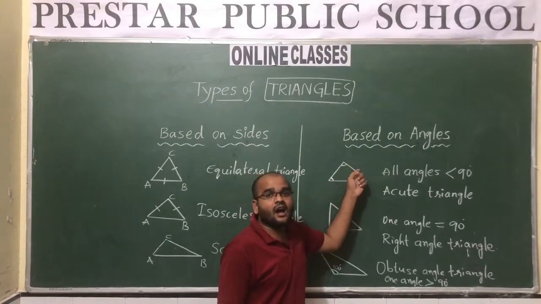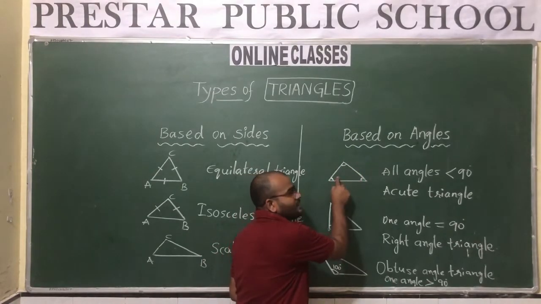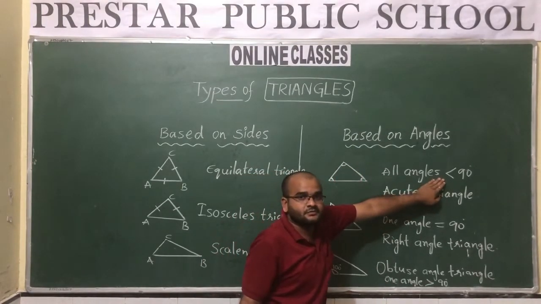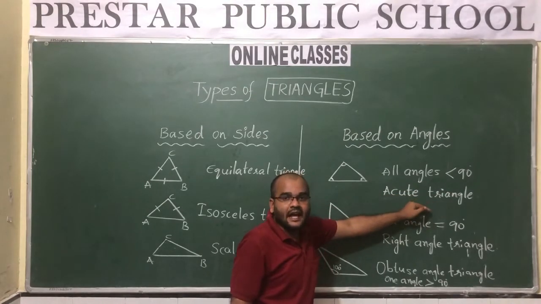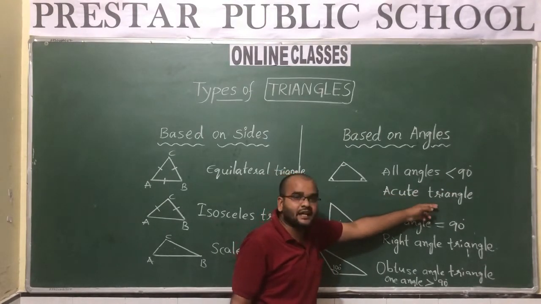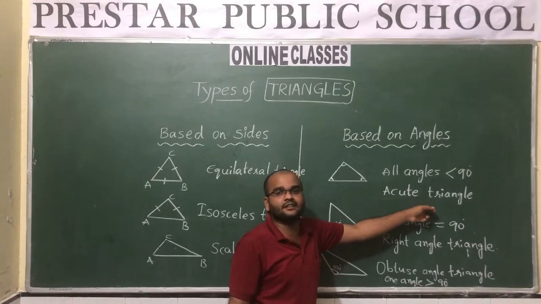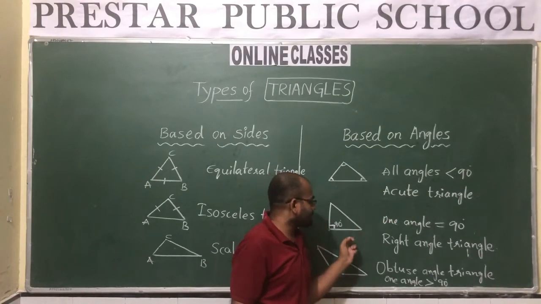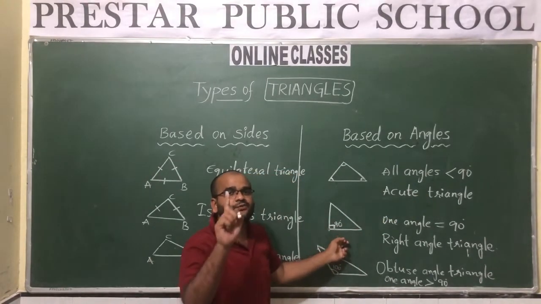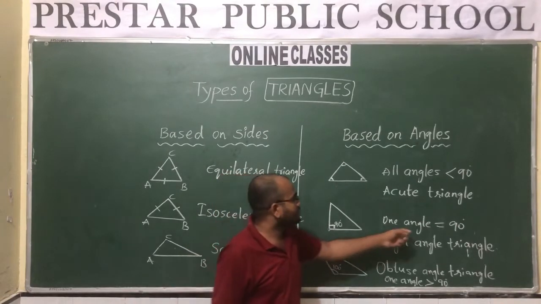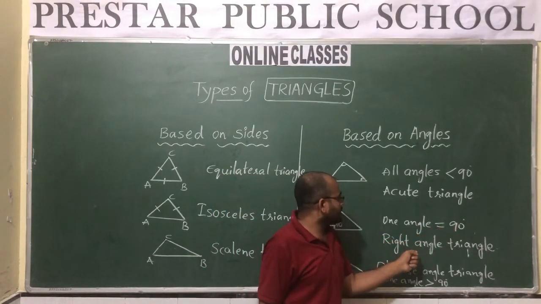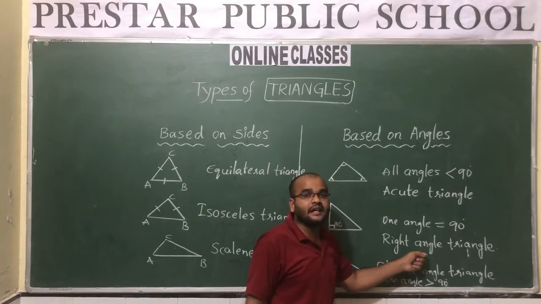In a triangle, if all three angles are less than 90 degrees, then that triangle is called an acute triangle or acute angled triangle. Next, in a triangle, if one angle equals 90 degrees, then the triangle is called a right angle triangle.